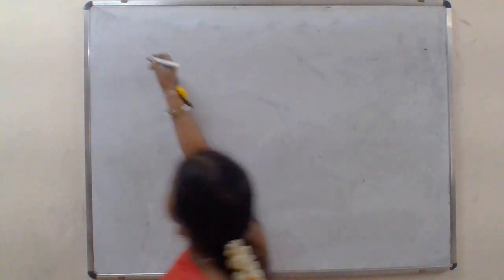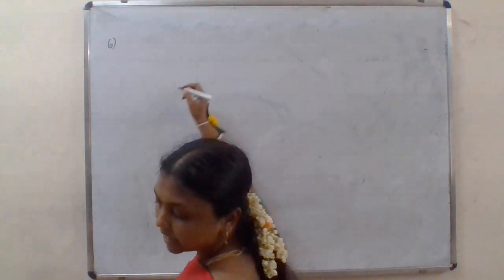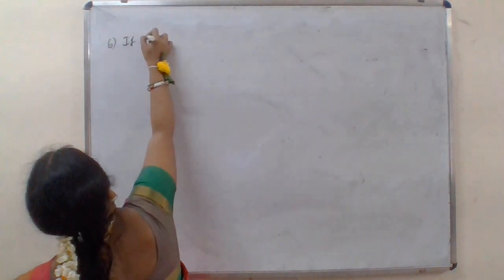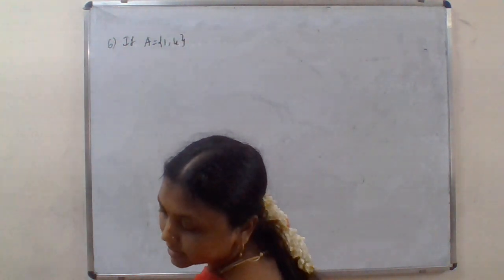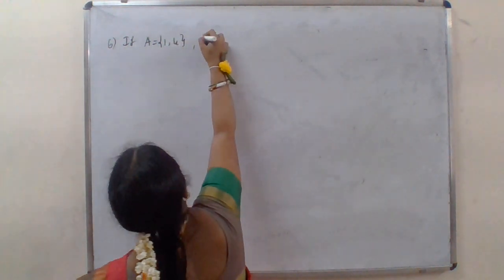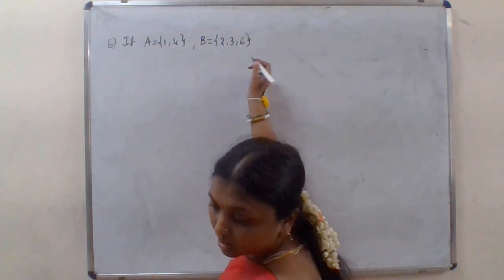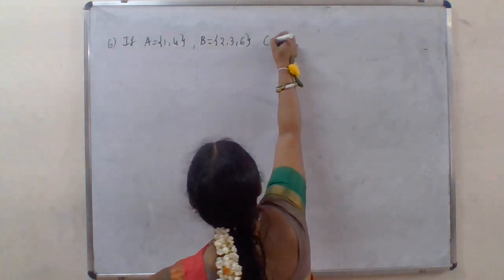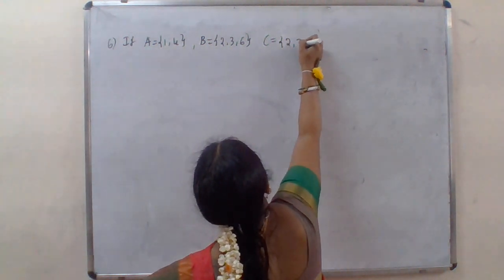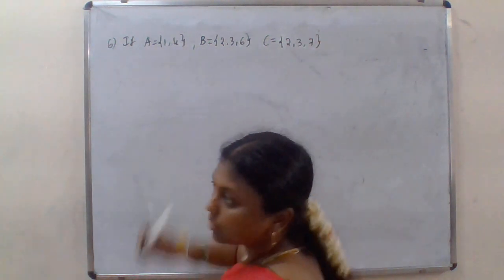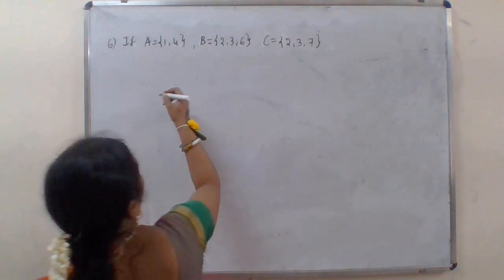Next question, the last question on Cartesian product. If A is equal to the set {1, 4}, B is equal to the set {2, 3, 6}, and C is equal to the set {2, 3, 7}, verify A × (B ∪ C).